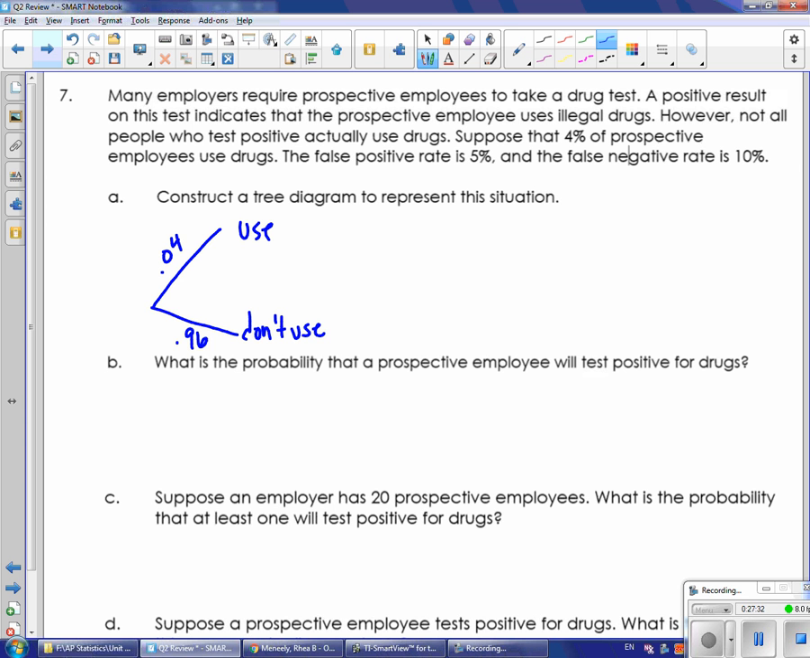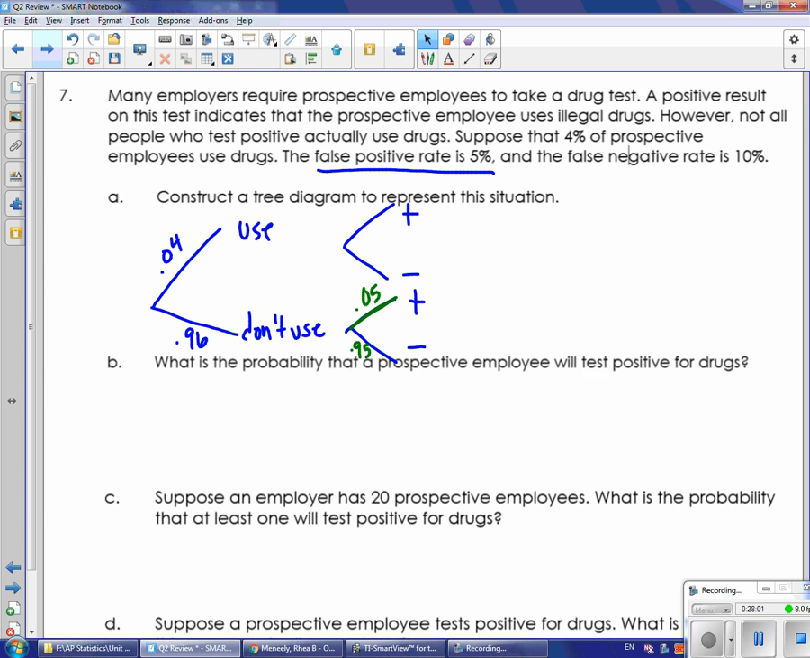Then, whether or not they use, they're either going to test positive or negative on this drug test. A false positive would be that I get a positive result from someone who doesn't use. And so this would be the branch indicating a false positive. I know that's going to occur 5% of the time. 95% of the time, I'm going to get the correct negative result that I should get. A false negative means that I'm getting a negative result from someone who uses, and that's going to be this group of people here. The false negative rate is 10%. That means that 90% of the people that use are actually going to test positive.